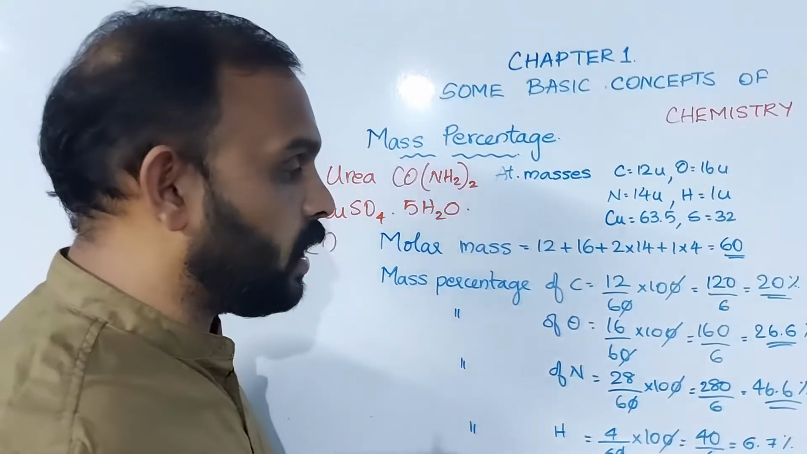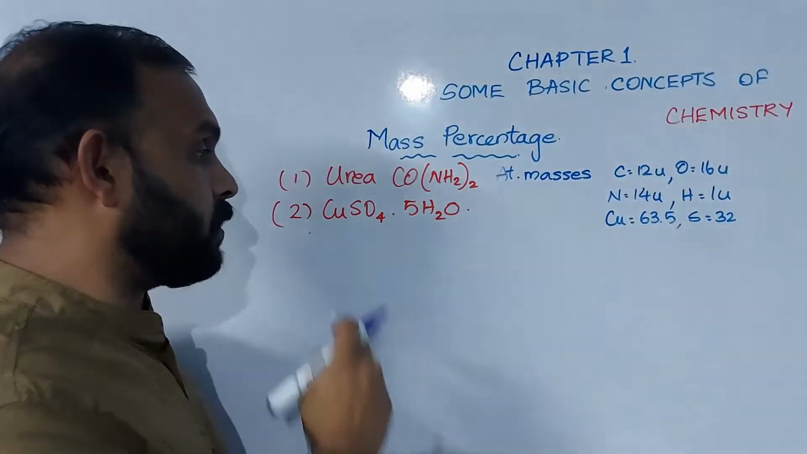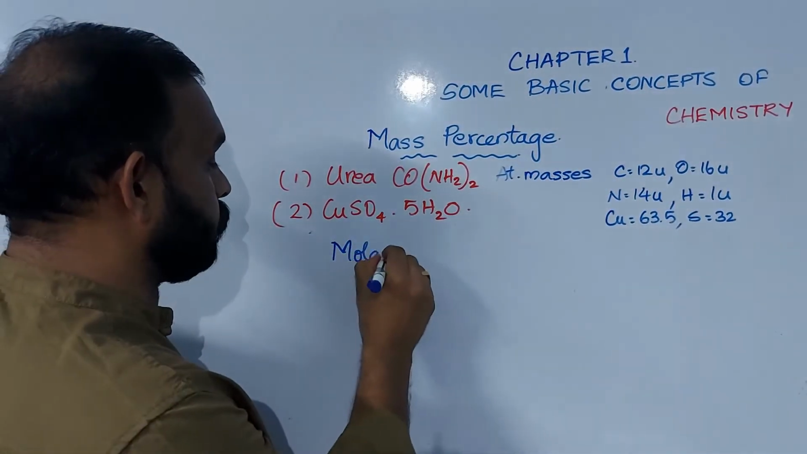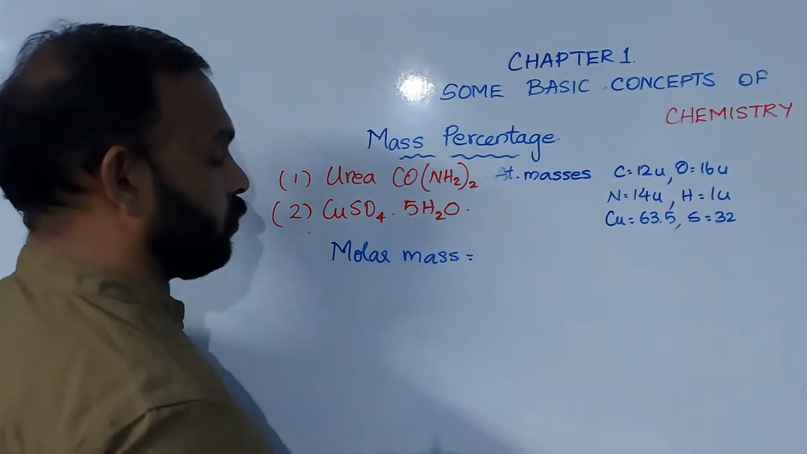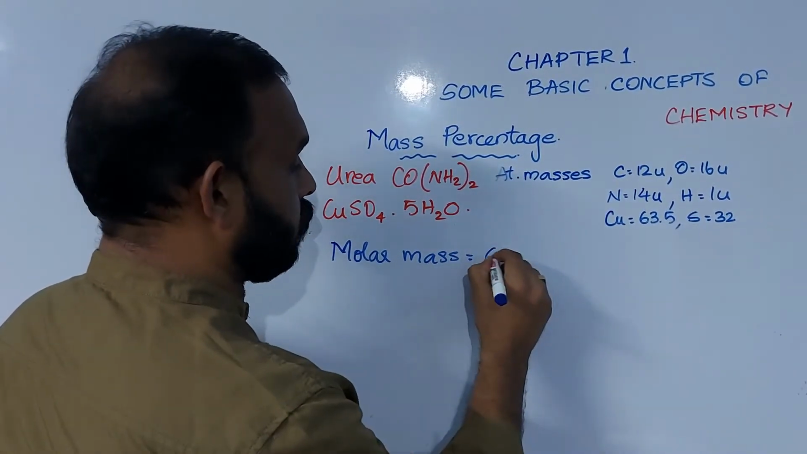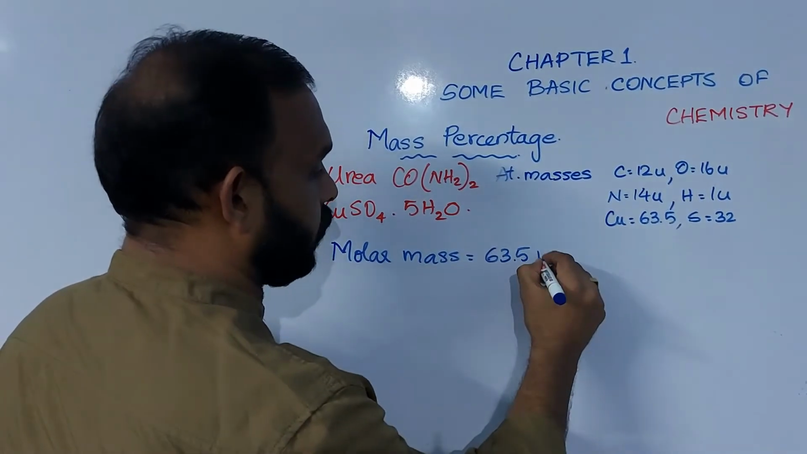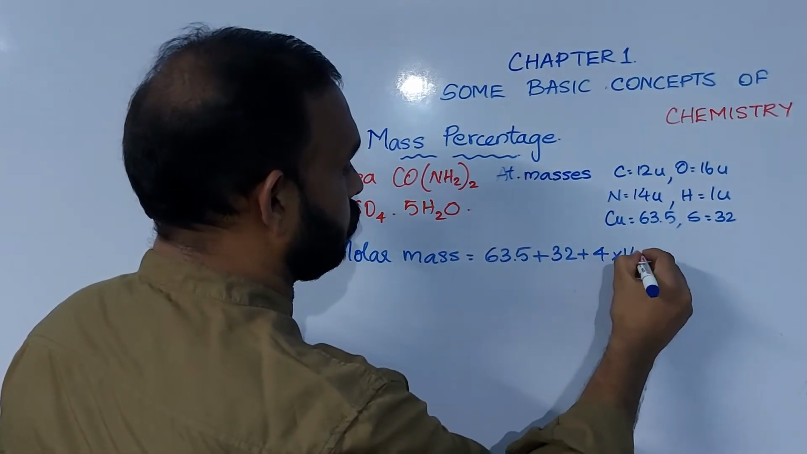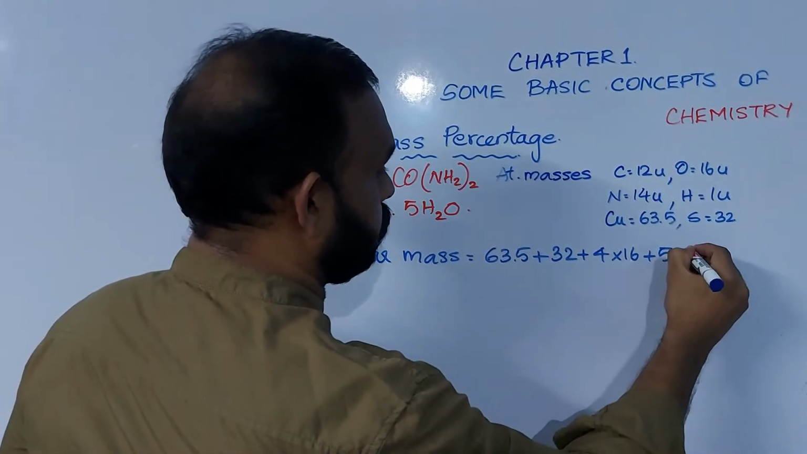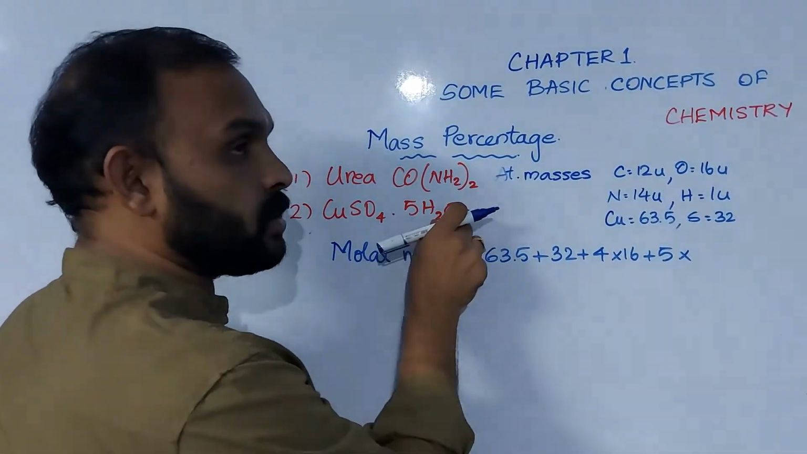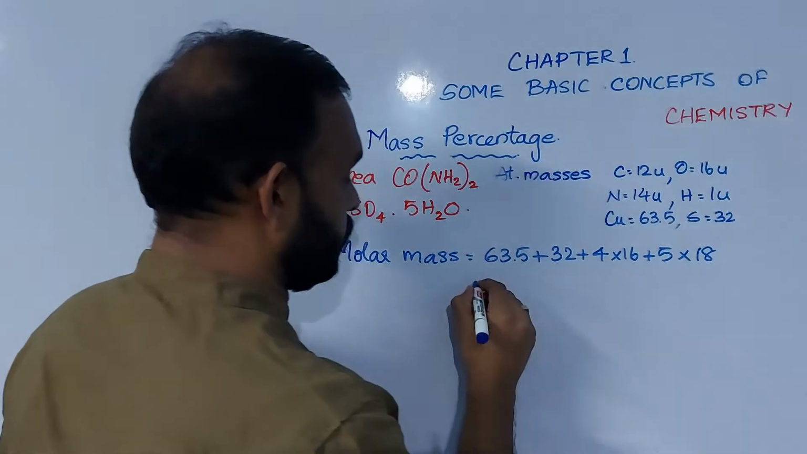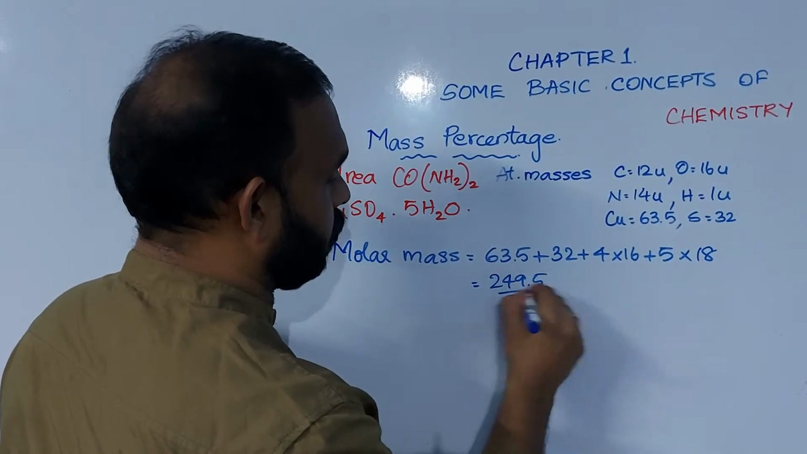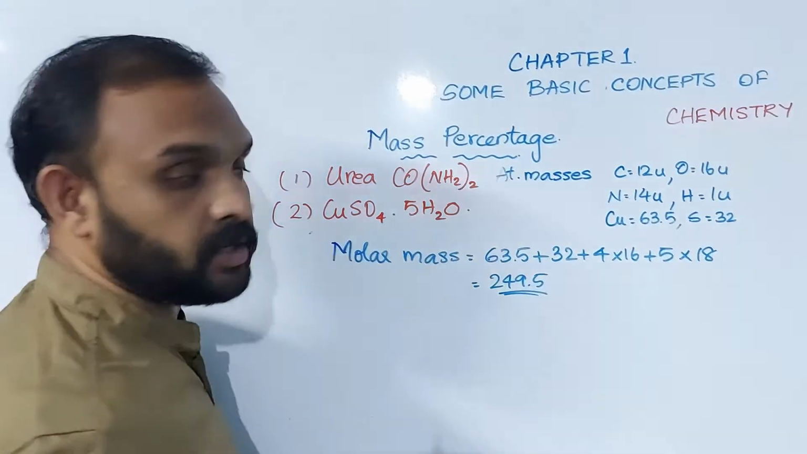Okay. Now let's move to another question. We have the second question, copper sulfate pentahydrate. Let us see. We have to find out the molar mass of copper sulfate pentahydrate. So molar mass is equal to 1 copper, 63.5, plus 1 sulfur, that is 32, plus 4 oxygen, 4 into 16, plus 5 into 18, the water molecules taken all together. So 5 into 18. When you calculate it, we will get 249.5. This is our molar mass of the compound.